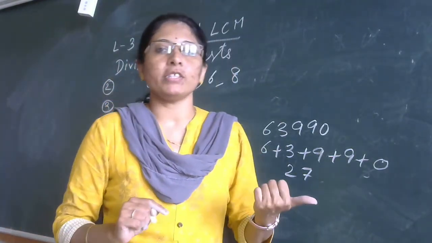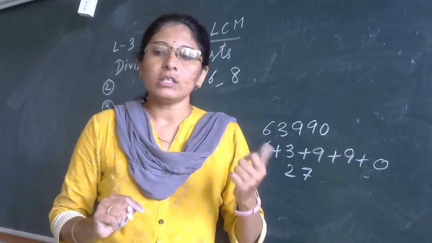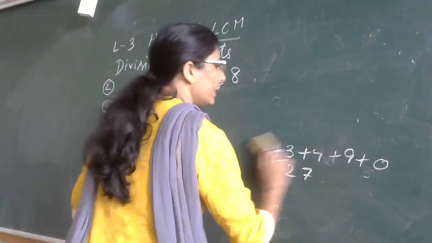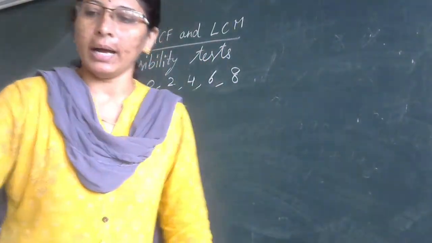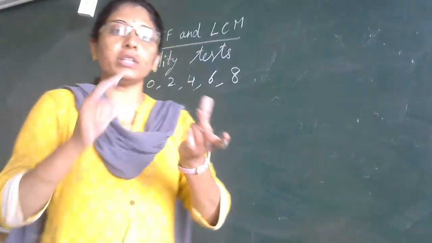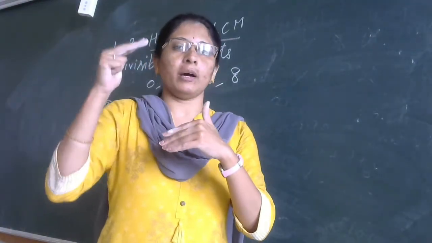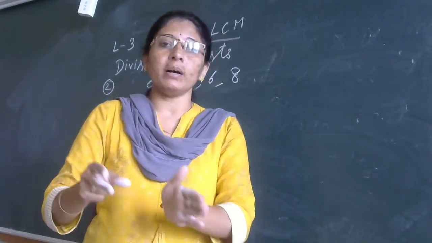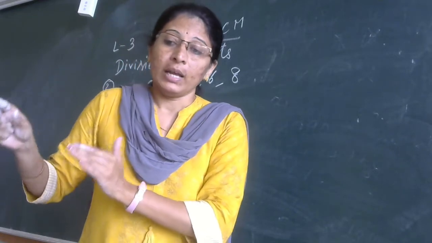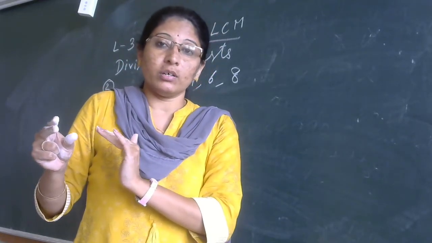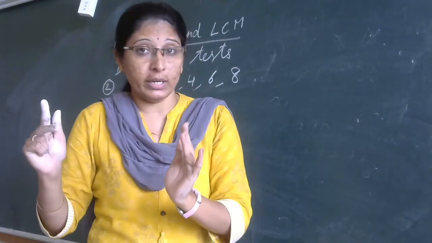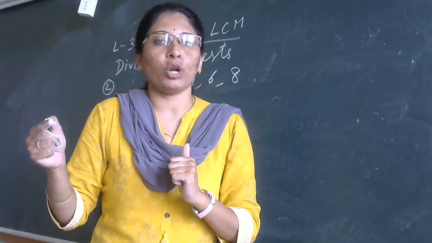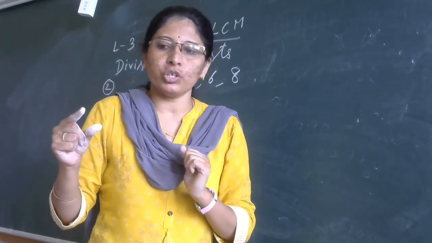Now next is divisibility by 11. This is the same as 7. It is a little confusing. Here what you have to do? Any number is divisible by 11 if the difference between the alternate digits, the sum of the even place digits and the odd place digits, comes to 0 or a multiple of 11. It is a little confusing now. What you have to do?